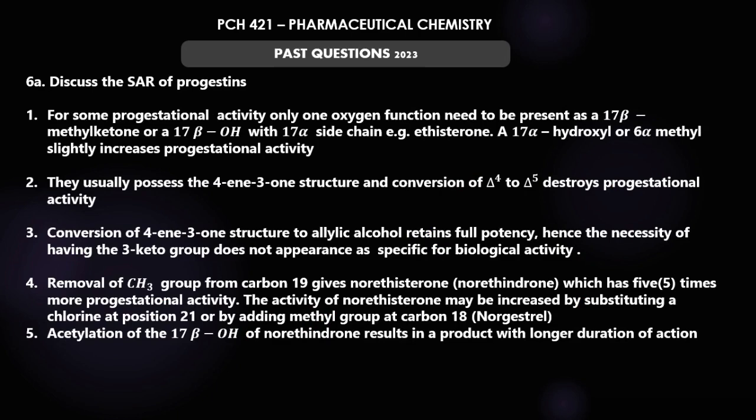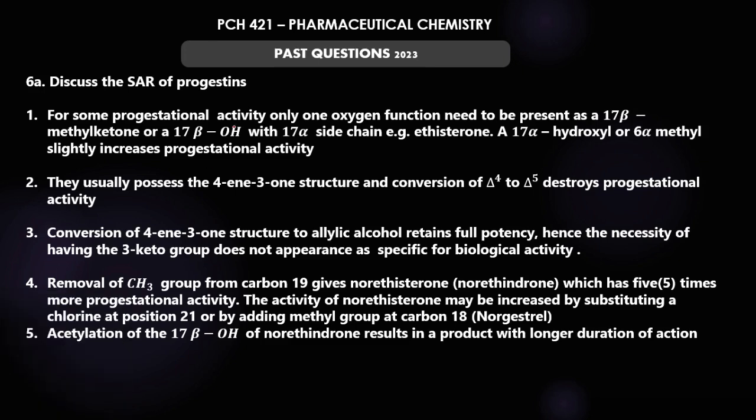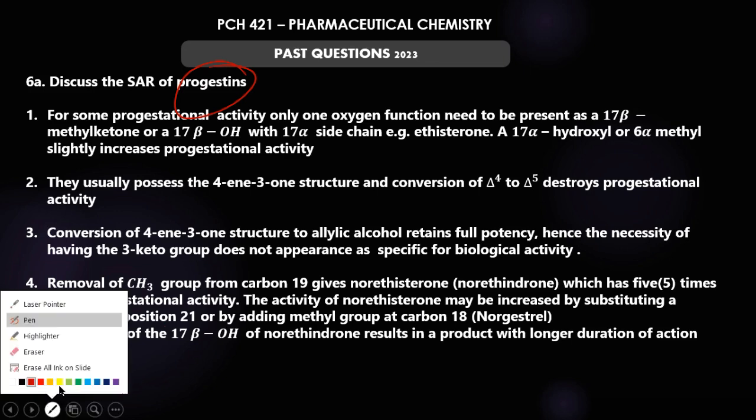Now, the next question is discuss the SAR of progestins. Discuss the SAR of progestin. Now, before you can discuss the SAR of progestin, you must be able to draw the structure of progestins. Now, what is the structure of progestin? Which of the carbon chains do they have? They are pregnane, right? Progestins are pregnane. Now, if they are pregnane, what does that mean? It means they have 21 carbons, right? So, first of all, we have to draw the nucleus with 21 carbons.